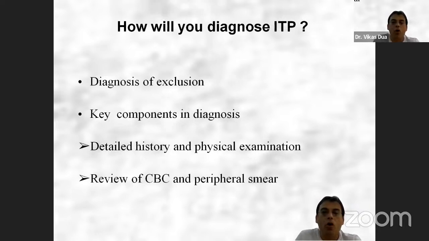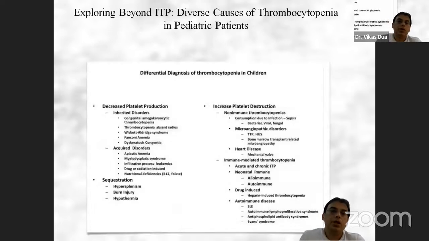So friends, the key components in diagnosis are a detailed history and a physical examination, and a review of the peripheral smear and a CBC by a good hematopathologist. Whenever we say ITP is a diagnosis of exclusion, we need to know what the other causes of thrombocytopenia in children are. Whenever I give a presentation on thrombocytopenia, I always say that either there is a production issue or there is a destructive process going on.